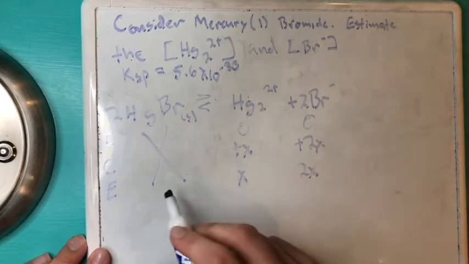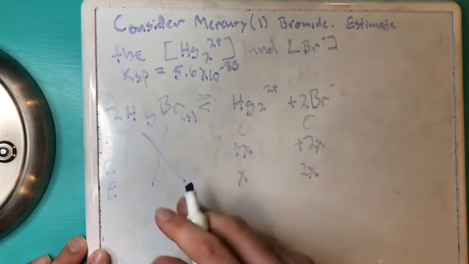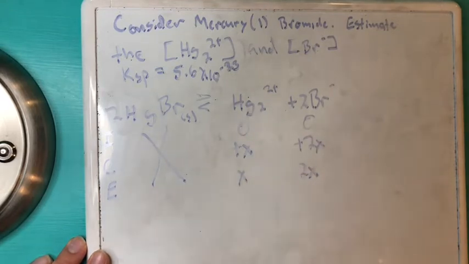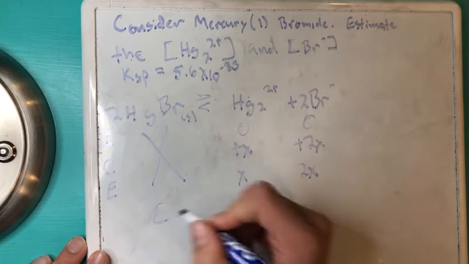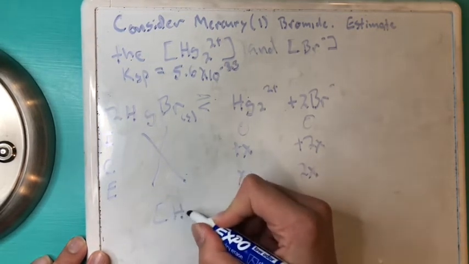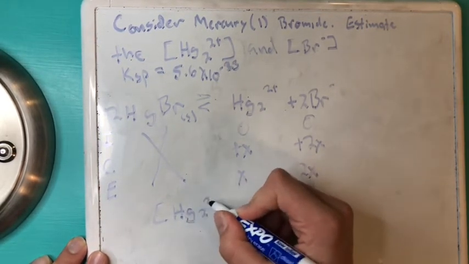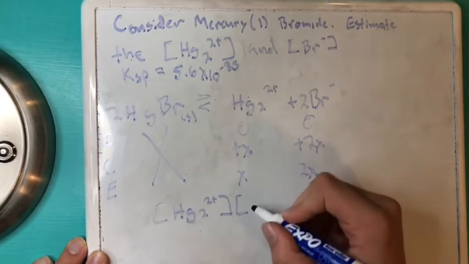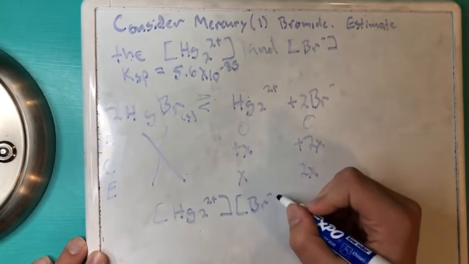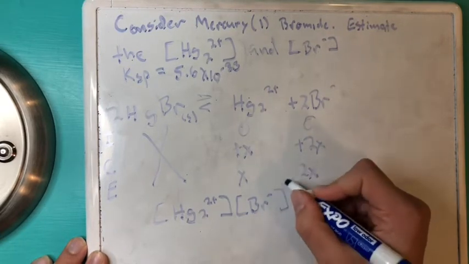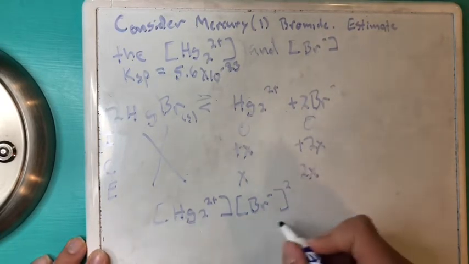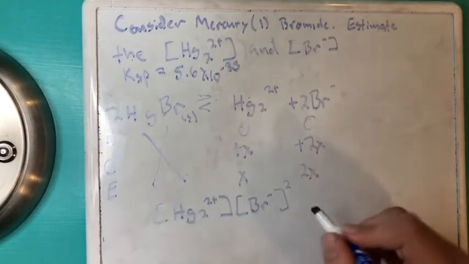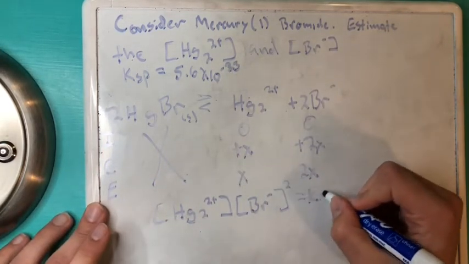So next we need to set up our equilibrium expression. For this, it would be the concentration of the products over the reactants. So it is the concentration of Hg2 plus times Br minus, and because there's 2 of them, we square it, over the reactants, but in this case, the reactants are solid, so we don't include it, equals Ksp.